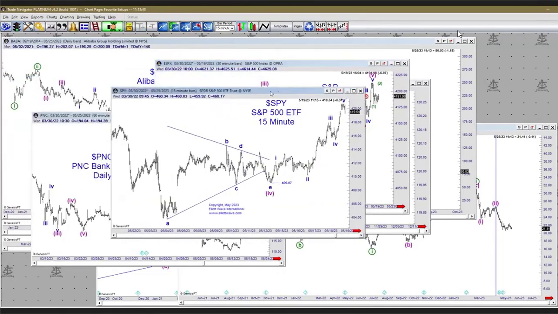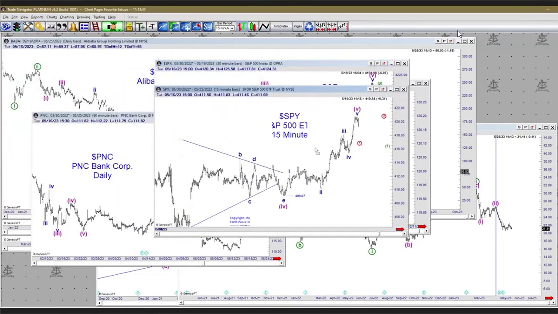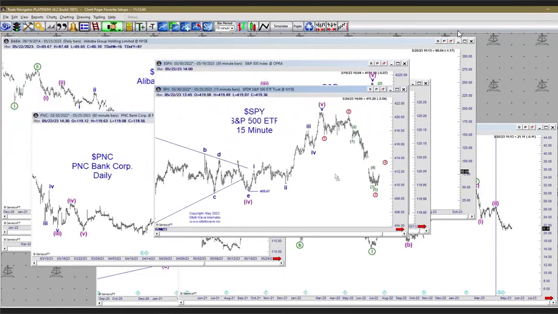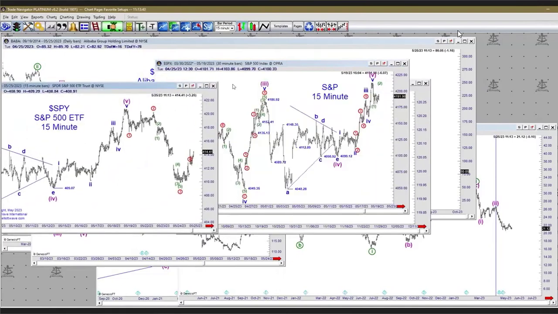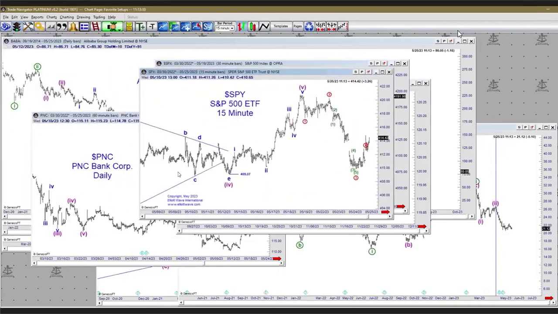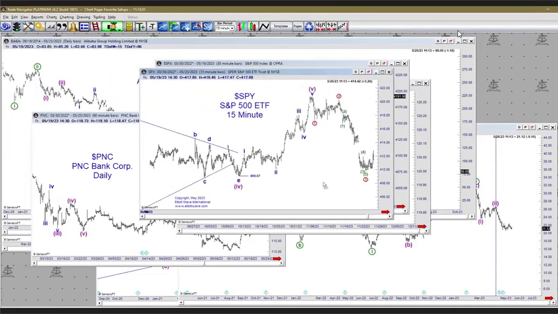All right, so this is the SPY. This is better because Trade Navigator has let us down with the data. We're not getting cash index data, but the SPY is working. It's the same thing. All right, so originally I thought it was a 1, 2, 1, 2, and this was going to be a third of a third.